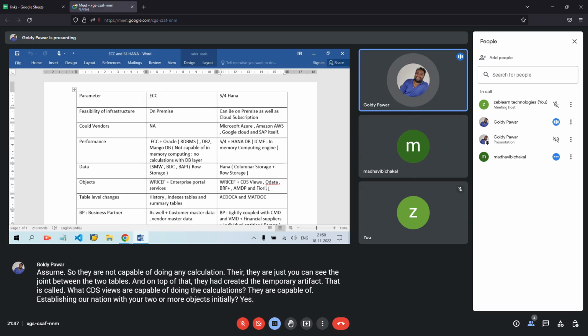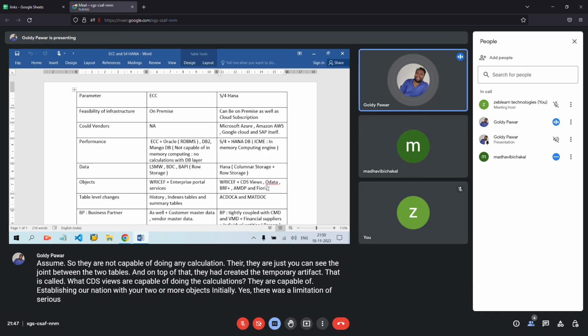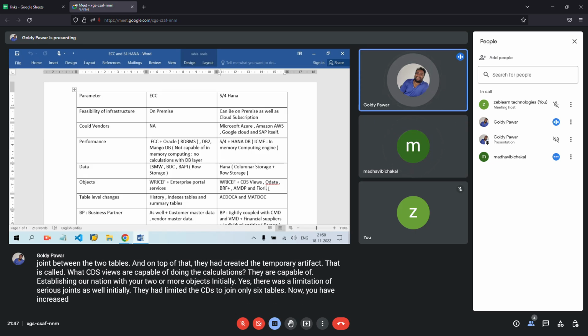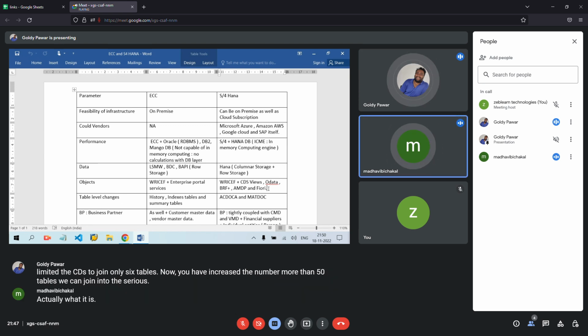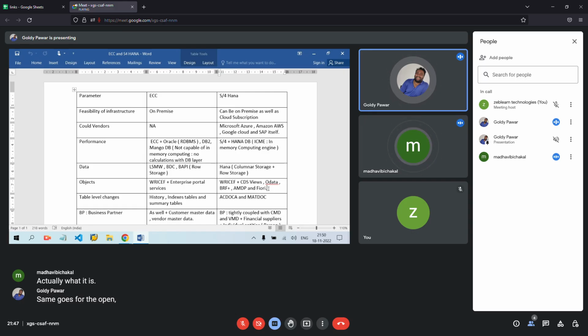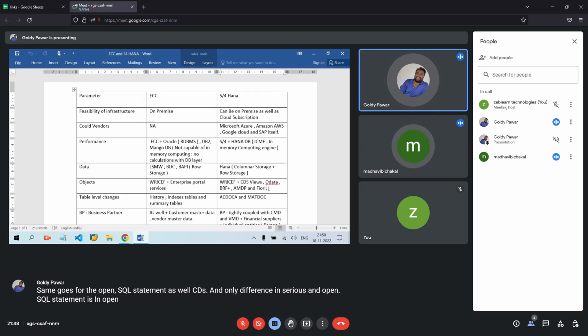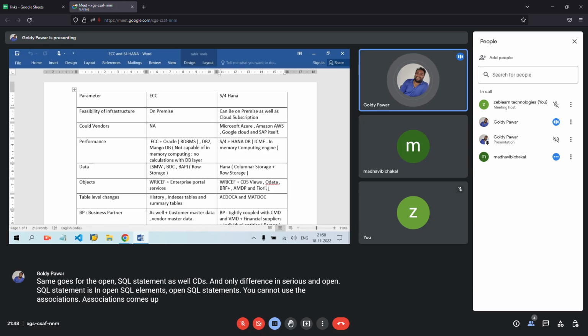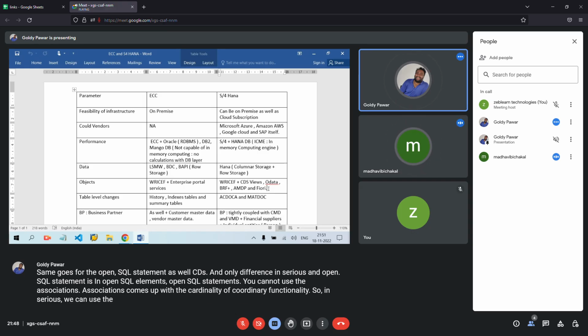Initially, yes, there was a limitation on CDS joins as well. Initially, they limited CDS to join only 6 tables at a time. Now they have increased the number; we can join more than 50 tables in a CDS view. The same goes for the Open SQL statement as well. The only difference between CDS and Open SQL is that in Open SQL statements you cannot use associations. Associations come with cardinality functionality. So in CDS we can use associations also.